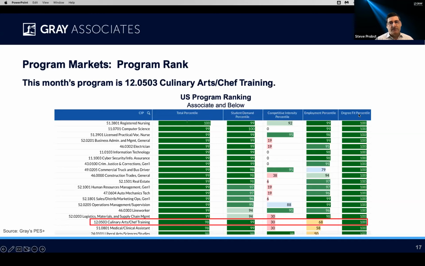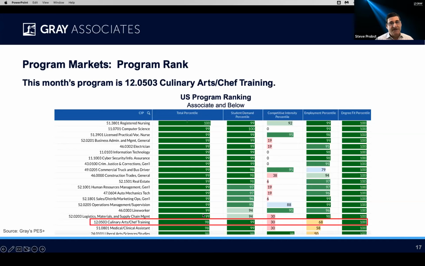And the score comes from a whole bunch of individual metrics. These are shown as percentiles. So on a scale of 1 to 100, how does this program compare to any other program you might be considering at this level as an associate or undergrad certificate program? So 100 means it's number 1 on the list. It's the highest scoring. 99 means it's in the top 1%.